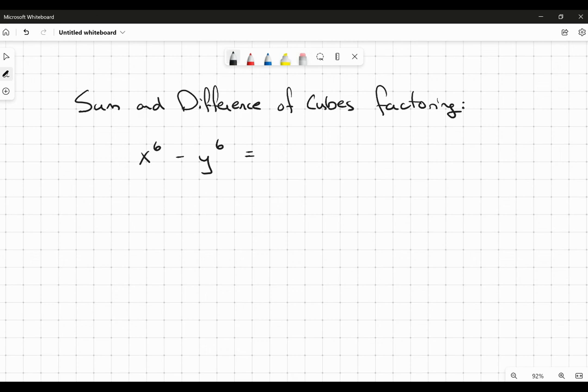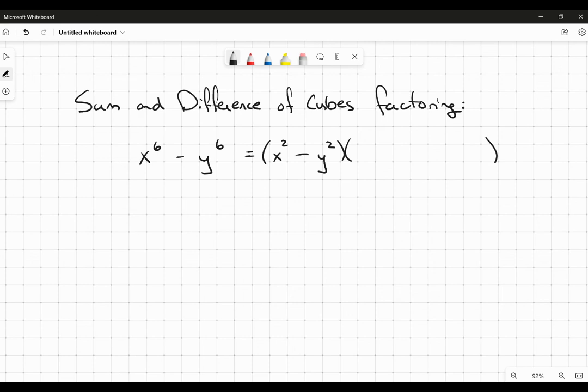So I can divide 6 by 3, and the way this is going to work, remember, is we write x and y, and we're going to write our cube root. So it's going to be x squared, y squared, and we maintain the same operation. So it's going to be x squared minus y squared. And I like how that looks, because I'm going to come back to that in a second.